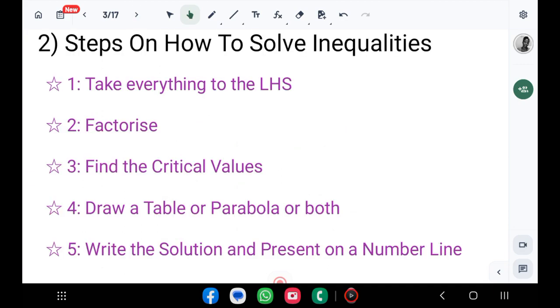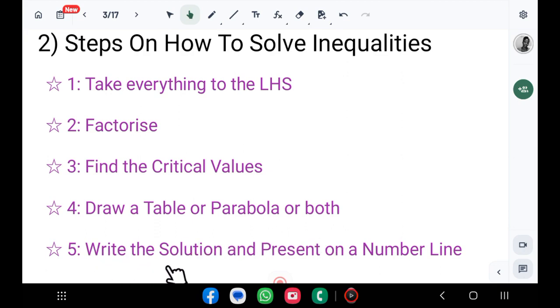Now let's look at steps on how to solve inequalities. Step number 1, take everything to the left hand side. Once you do that, everything becomes clear. Number 2, factorize. And once you factorize, use those factors to find your critical values. That's step number 3. Number 4, draw up a table of signs, and I'm going to show you exactly how you do that. Or draw a simple basic parabola, or use both to help you figure out what the solution that applies to your particular inequality should be.